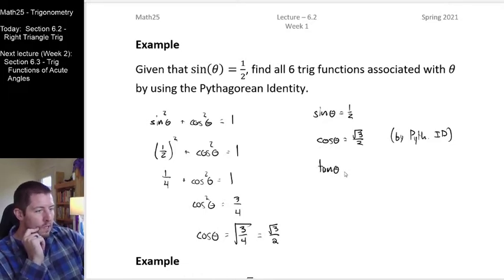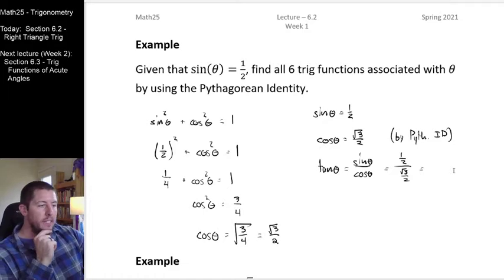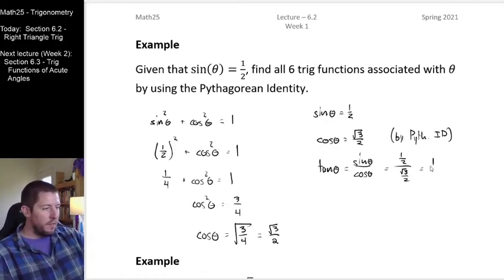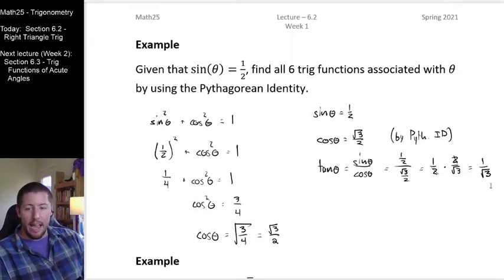Tangent of theta is going to be sine theta over cosine of theta, which is going to give me 1/2 over root 3 over 2. And if I go ahead and simplify my complex fraction here, that's 1 over 2 times 2 over root 3. You should notice that these 2's are going to cancel, leaving me with 1 over the square root of 3 right there. All right. So now I've got my value of tangent, and again, I'm lazy.